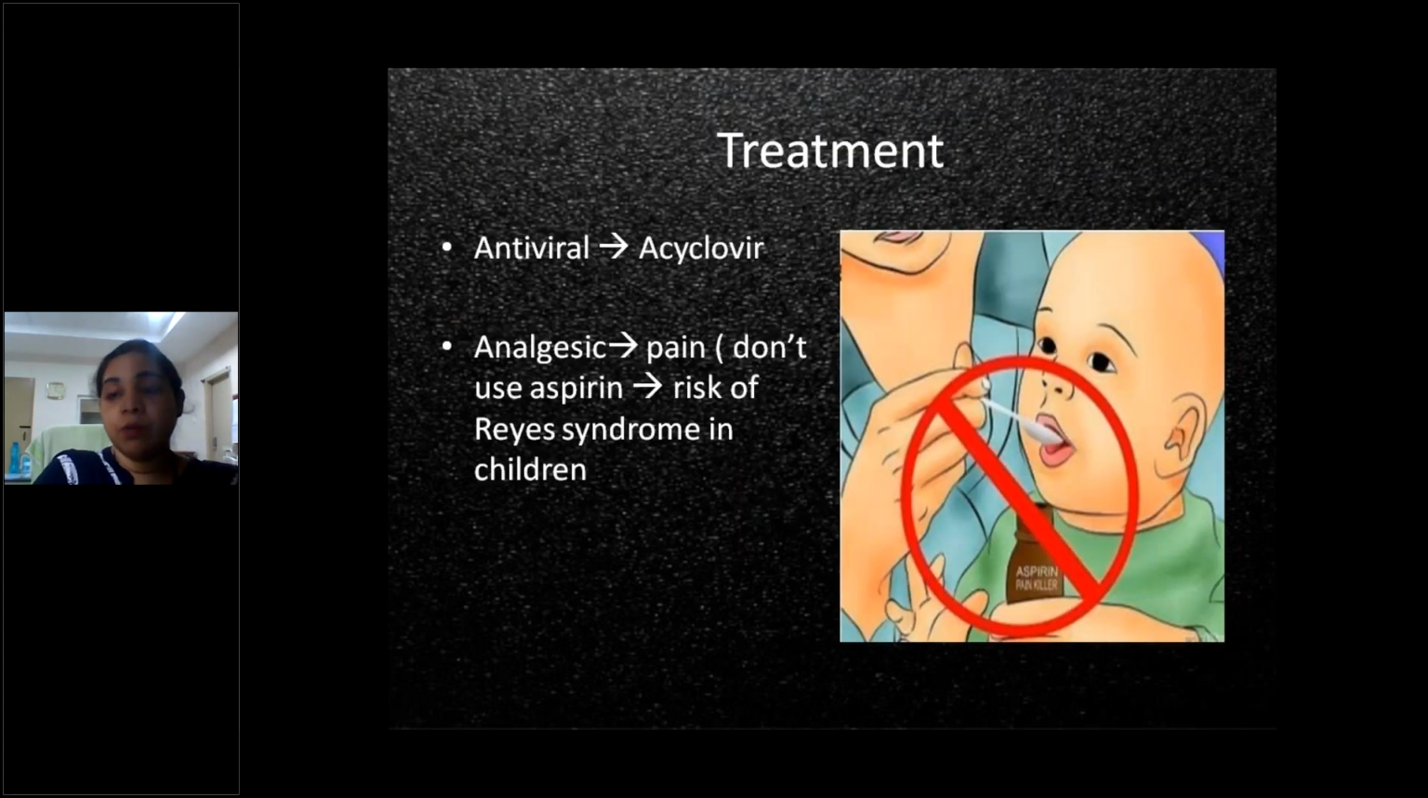Treatment. What is the treatment for chickenpox? Acyclovir. Keep in brain, acyclovir. What is the treatment for herpes simplex virus? For herpes simplex virus, you can use it. Even for chickenpox also, you can use acyclovir.